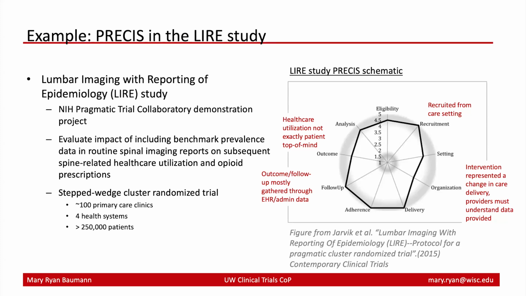Particularly, their strengths were in recruitment, follow-up, and adherence and delivery. So they had strong pragmatism in recruitment because they were recruiting from the usual care setting, people just coming into the clinics. And they had very low eligibility requirements for being a part of the study. They were trying to just capture anyone that was coming in to have spinal imaging done. There was really little extra follow-up data collection. They were mostly doing follow-up via administrative and EHR records, so very pragmatic in that sense.